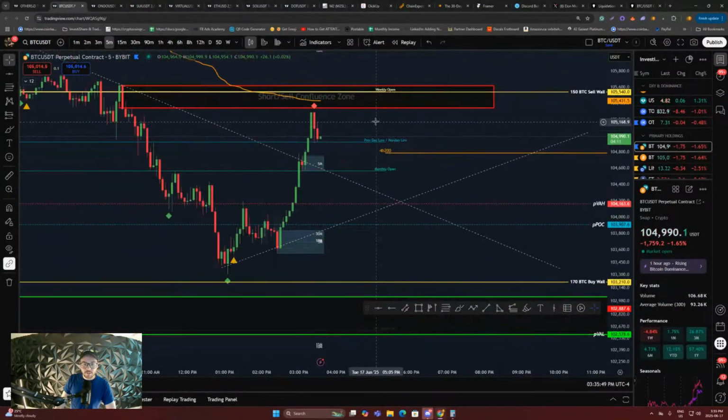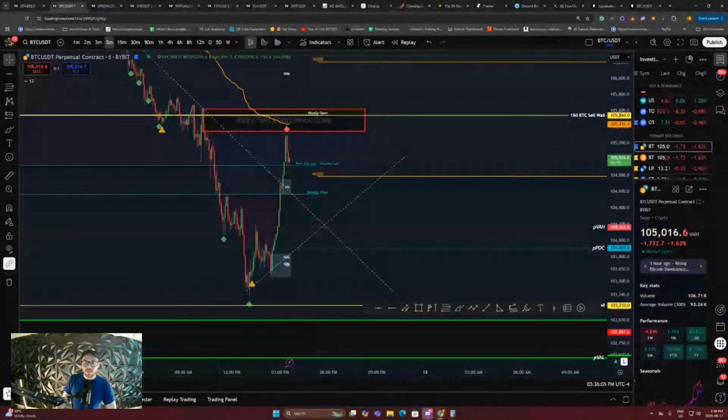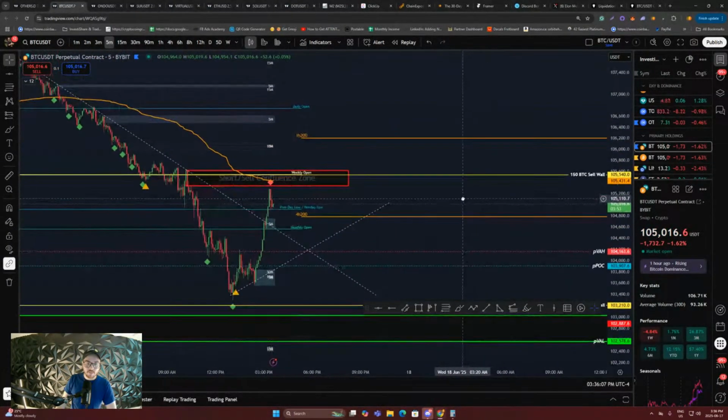But don't get married to your trade. If you see that opposing change of character happen to you like right now, get rid of all that hopium because it's not likely going to occur, and just exit your trade and wait for the next setup. I know that everyone's trying to make a fortune becoming a trader.